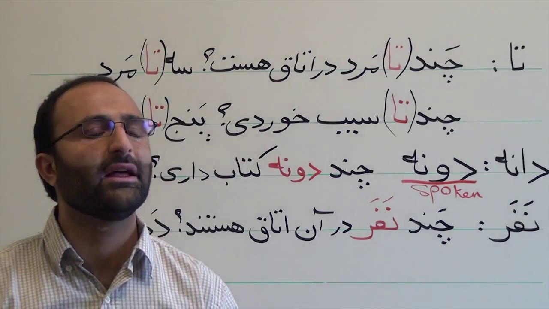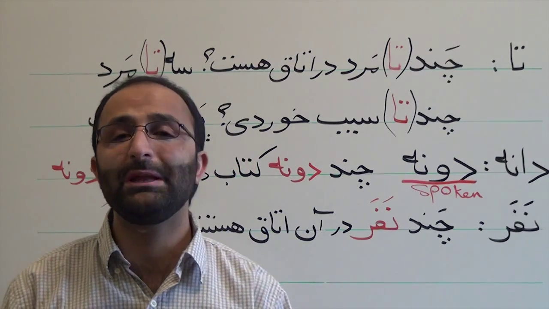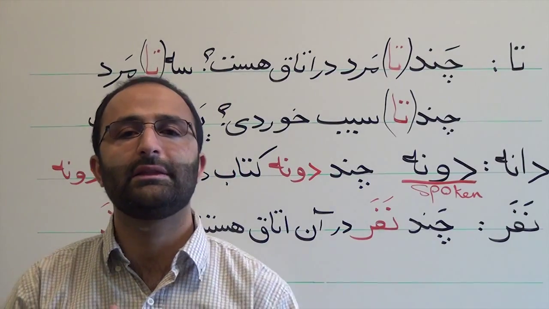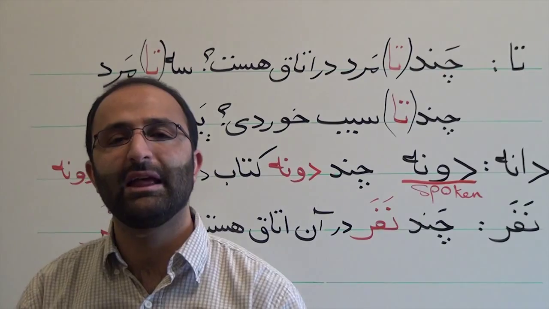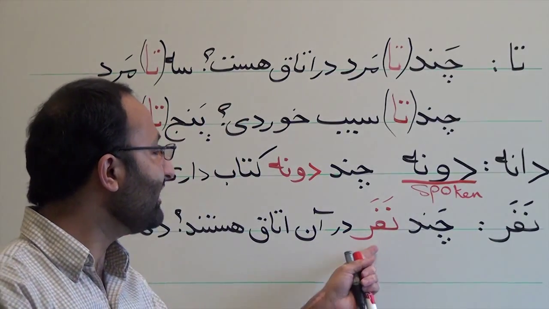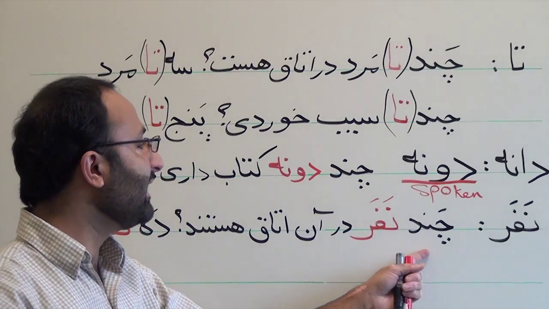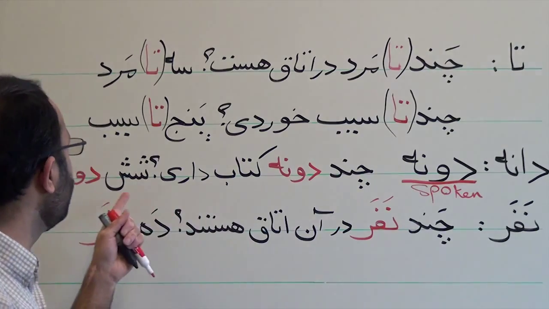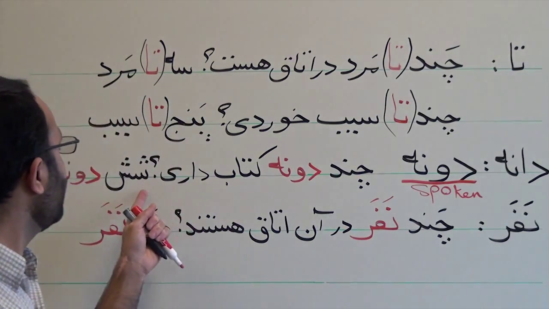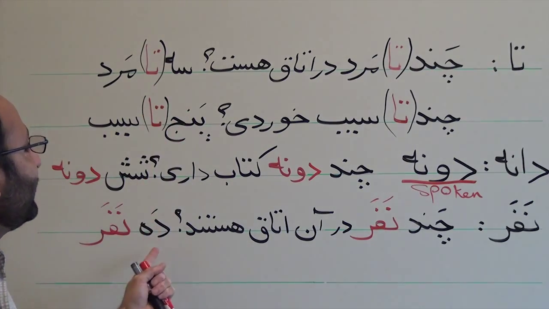So نفر is just used for human beings. For example, say چند نفر به مهمانی آمدن؟ How many people came to the party? And you can say 10 نفر, 20 نفر. So نفر is just used for human beings. And as you can see, it comes after the question word چند. And if you use the number, it comes after the number. So 6 دونه, 5 تا, 3 تا, 10 نفر.